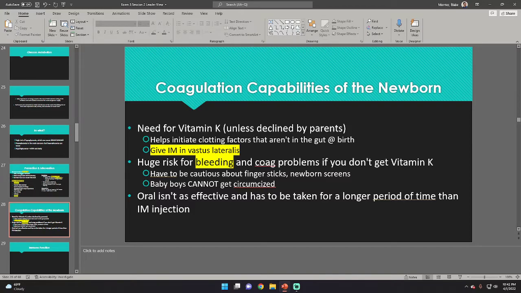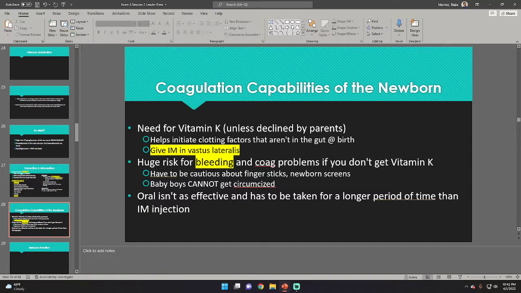Okay, coagulation capabilities of the newborn. There is a need for vitamin K unless declined by the parents. This helps initiate clotting factors that aren't in the gut at birth, and we give it IM in the vastus lateralis. They have a huge risk for bleeding and coagulation problems if we don't give this vitamin K, so we have to teach. We have to be cautious about finger sticks, newborn screens, pulling blood, things like that.